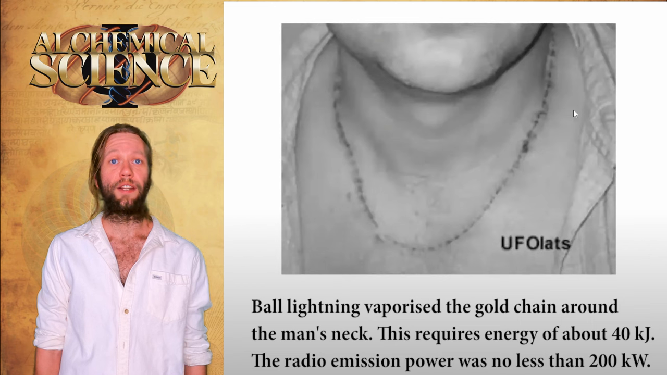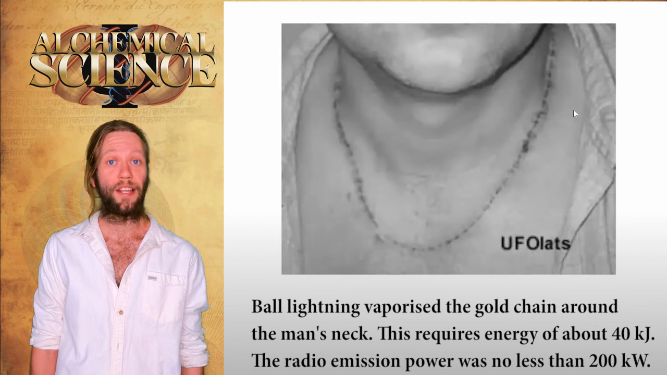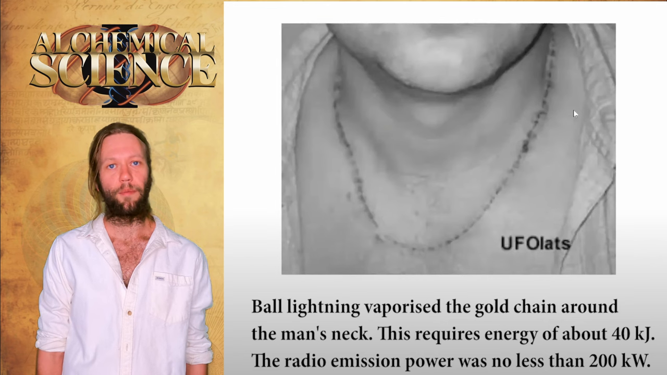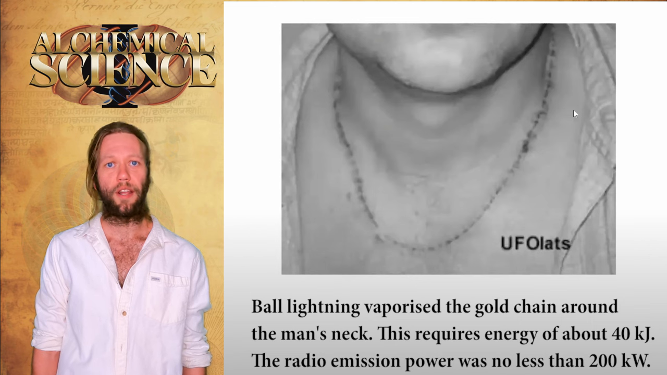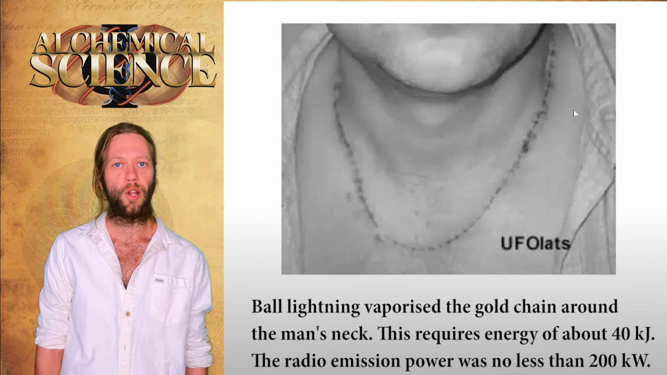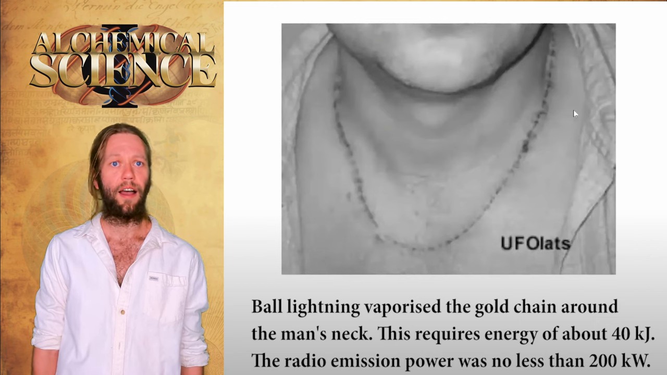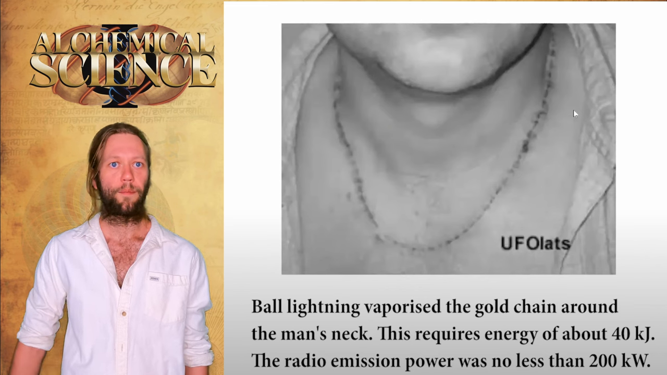This was a photo taken of the scar around a man's neck. Ball lightning of around 10 centimeters in size appeared around a meter and a half from the man and it exploded, melting and vaporizing the gold chain around his neck. But we can see that the man got out undamaged aside from this scarring. They calculated that the mass of the chain and the power required to vaporize it would be no less than 200 kilowatts. So a lot of power. Anatoly concludes that this structure had a lot of energy and it was likely formed at a high altitude and then fed and grew larger as it descended, according to his previous observations.